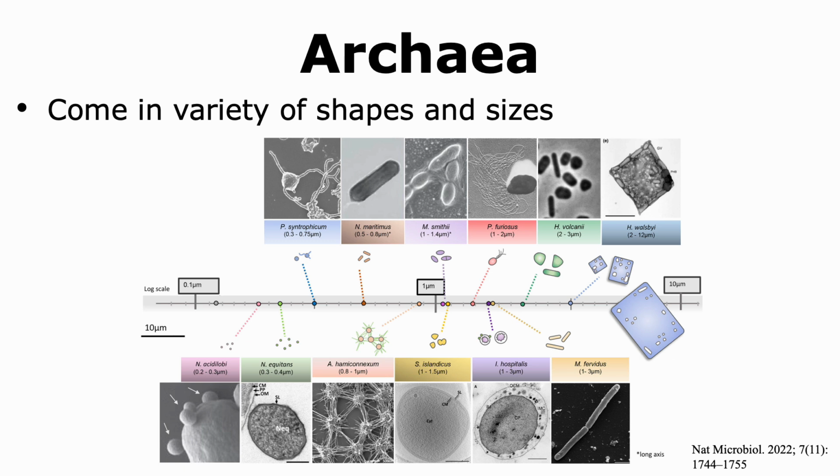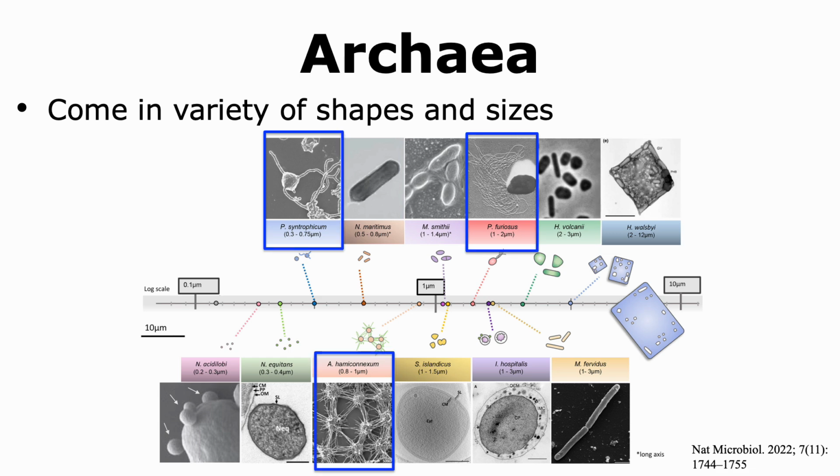Archaea come in a variety of shapes and sizes. Some are extremely small, being around 300 nanometers, while others are quite large and can be up to 10 micrometers. They also come in a variety of shapes, where some of them are round, as we can see in the figure. Some others are rod-shaped. We can also have some that are square-shaped and extremely flat. We can also have others that have irregular shapes.